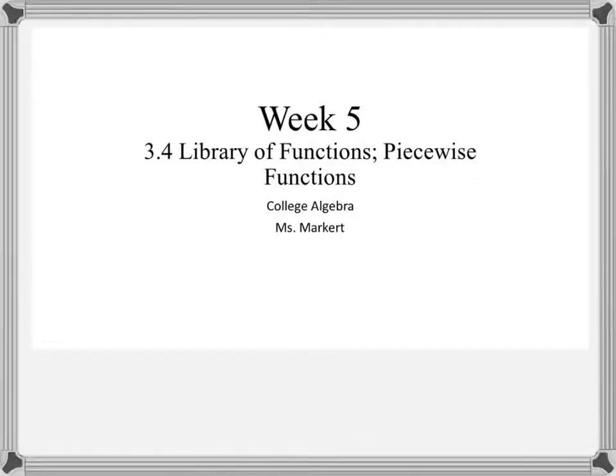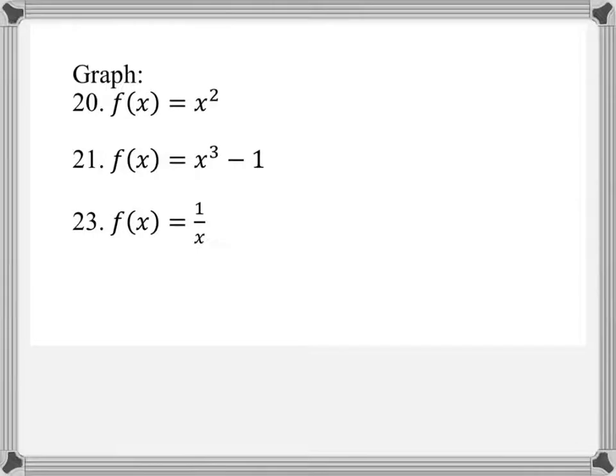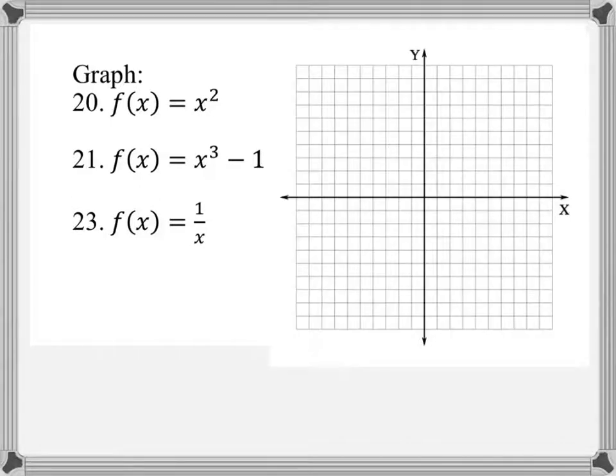In 3.4, we're learning about the different parent functions and also piecewise functions. Okay, so we're going to start off by graphing 3 different functions. I'm going to graph them all on the same coordinate plane. The first one is a quadratic function, f of x equals x squared. And you should be familiar with what this looks like.